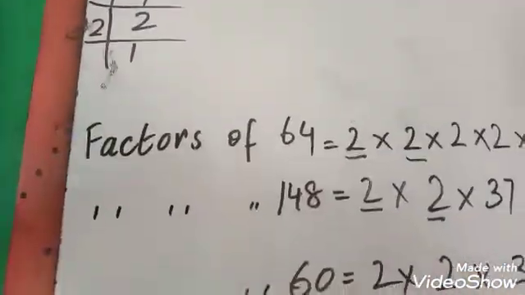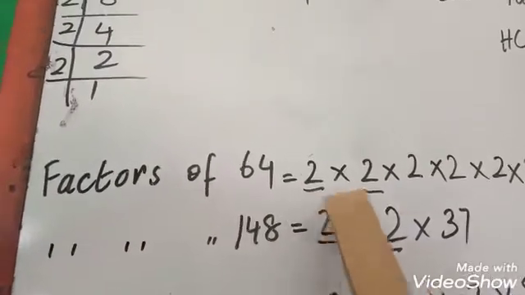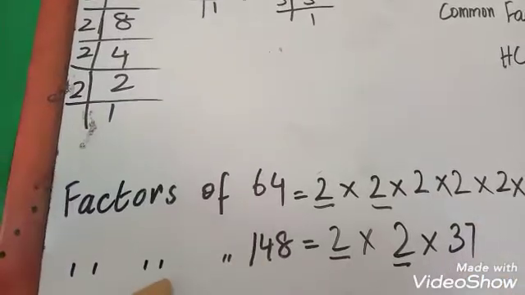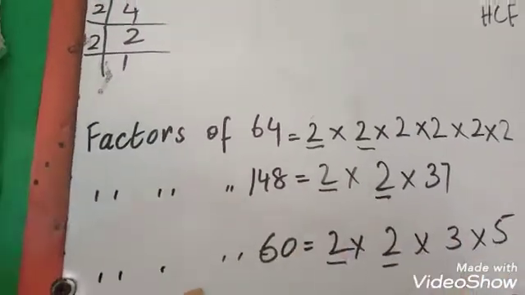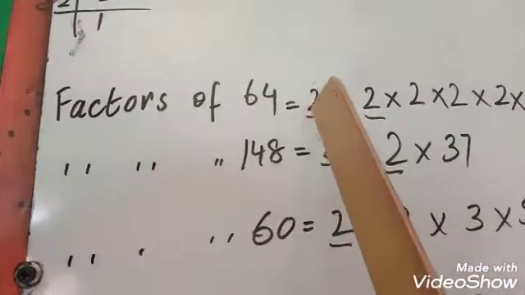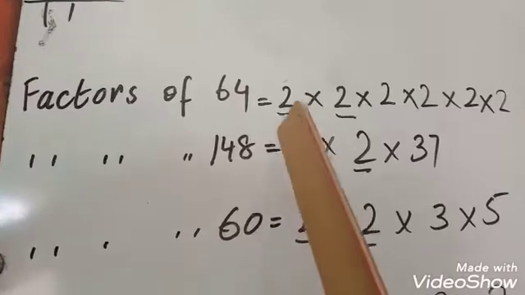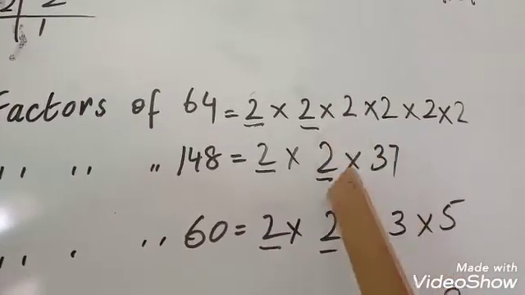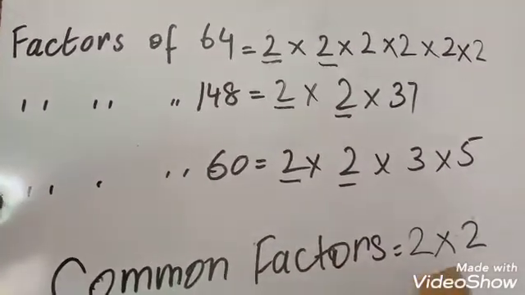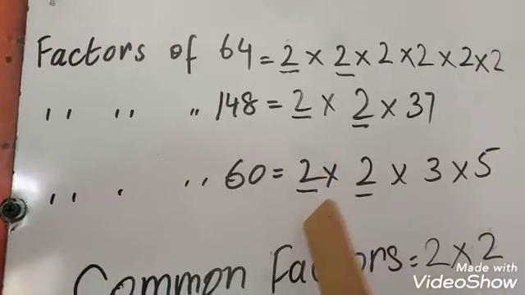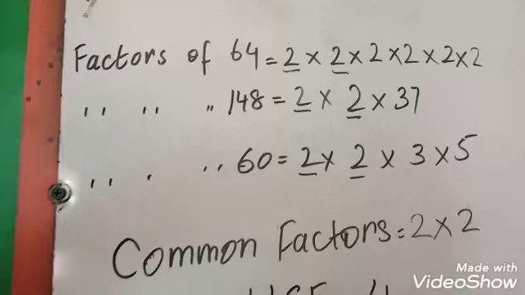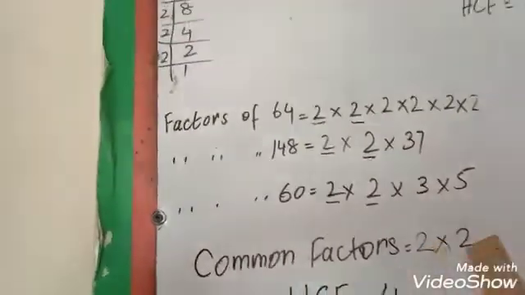Now we write factors of 64 here. 2 multiply 2, this one right here, and factors of 48, this one, and factors of 60, this one. Now we take common factors. These 2 and 2 are common in three numbers. These 2 and 2 are also common. So we write here common factor is equal to 2 multiply 2. We just take one time these 2 and one time these 2. 2 multiply 2, and HCF is equal to 4.